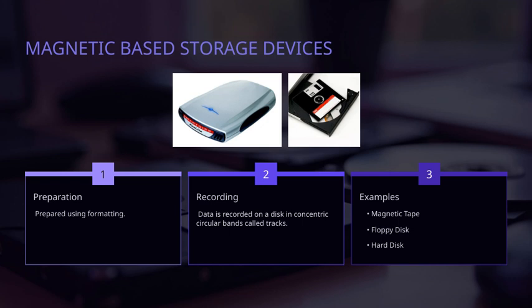Now, some common examples of magnetic storage devices include magnetic tapes, which have been around for a long time and are great for backups, floppy disks, which were widely used in the past for small data transfers, and hard disks, which are the mainstay in most computers today for storing large amounts of data. Understanding these devices helps us appreciate their role in data storage history and their ongoing relevance in various applications.